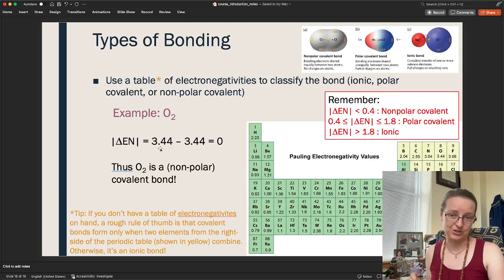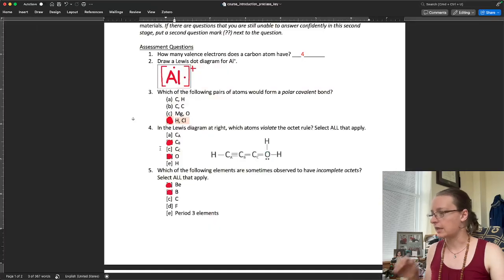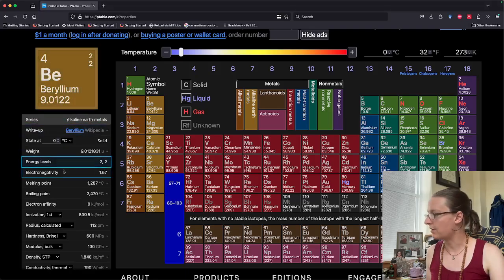And that tells us that O2 is a non-polar covalent bond. So looking back at our question text, that helps us immediately eliminate a couple of these answers, because I don't need to know what electronegativity carbon has to know that a carbon-carbon bond is going to be non-polar covalent. So really, we're looking at these 3 other options.